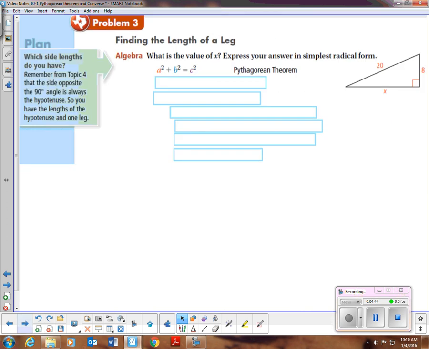All right, so finding the length of a leg. So here we have another Pythagorean theorem problem. Now, some of you made this mistake on the tests and some on the final exam. You didn't pay attention to where your Pythagorean theorem numbers go. So where those numbers go makes a difference.